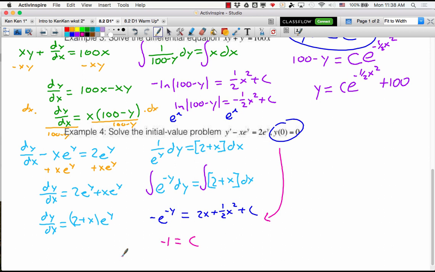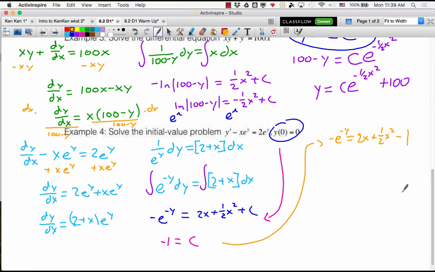All right, so at this point, if I plug in a negative 1 for C, we still want to solve, and for solve, we use orange. We still want to solve for y. So we get negative e to the negative y equals 2x plus 1/2 x squared minus 1. How nice is that?